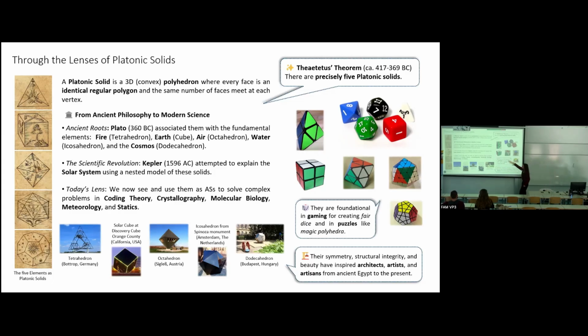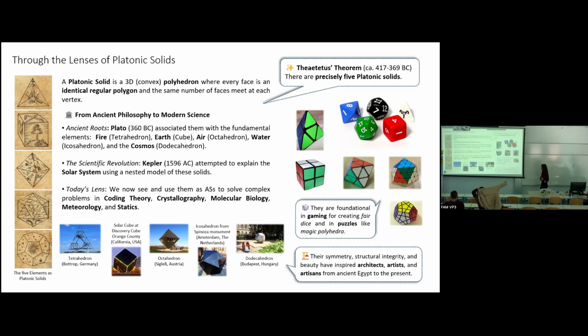Here a bit of history. So why Platonic? Because Plato was the first philosopher to mention them in his dialogue, Timaeus, and associating them with the fundamental 5 elements. That's the reason for those pictures, this representation. So fire is tetrahedron, earth cube, air octahedron, whatever.